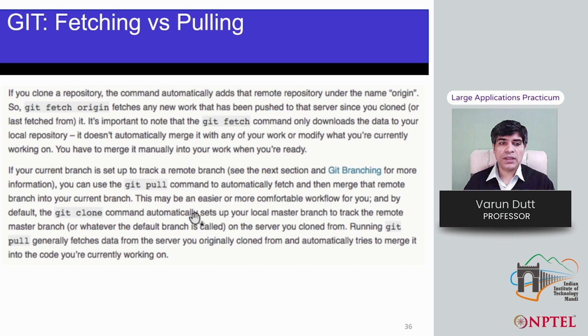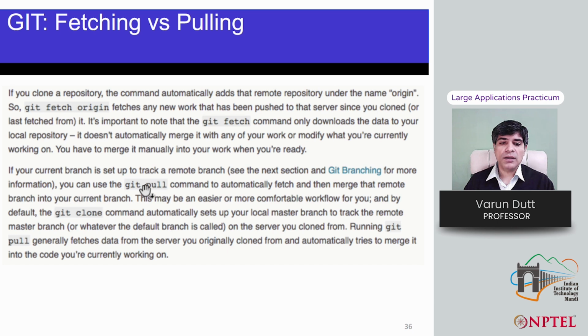So there are two concepts in Git. One is fetching and the other is pulling. The difference is that when we do a git fetch origin, it fetches any new work that has been pushed to that server since you cloned. So if somebody else has made changes to that repository, then that will be fetched. It is important to note that the git fetch command only downloads the data to your local repository. It doesn't merge it with any of your work or modify what you're currently working on. And you have to merge it manually into your work when you're ready.